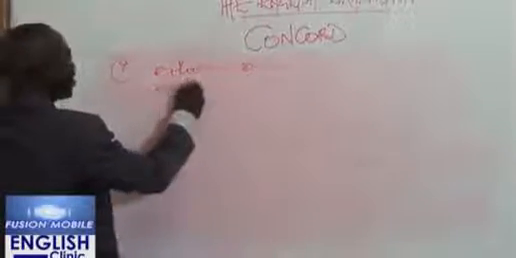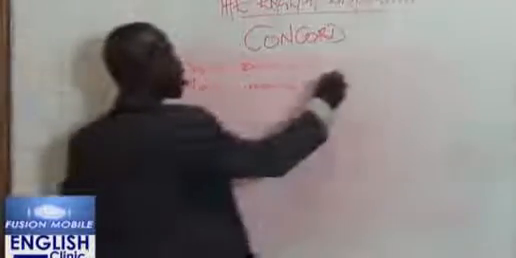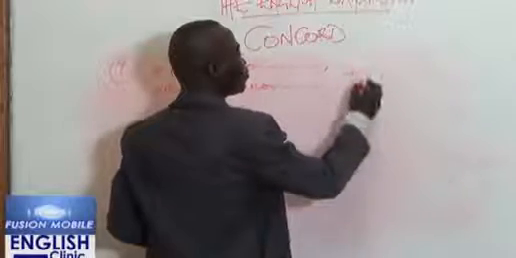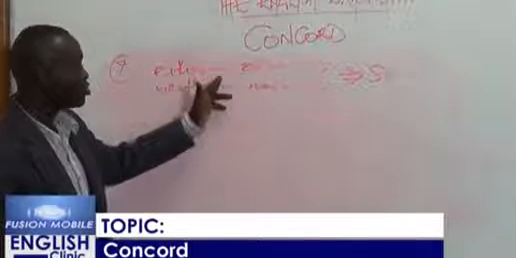Now let's go to rule number 7. Now, rule number 7 says something like this. Two singular subjects separated by the expression either or, or neither nor, take a singular verb. Two singular subjects separated by or, or nor.